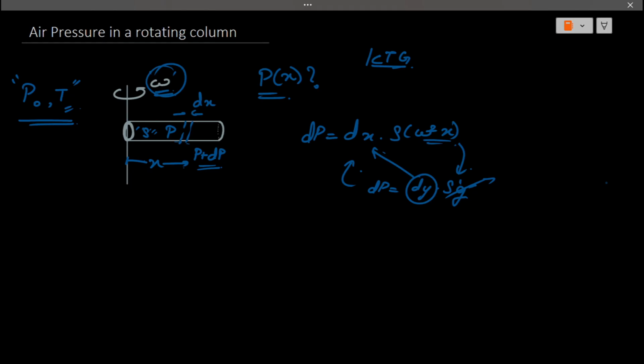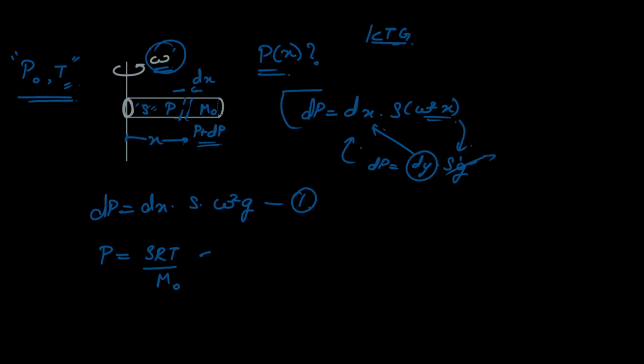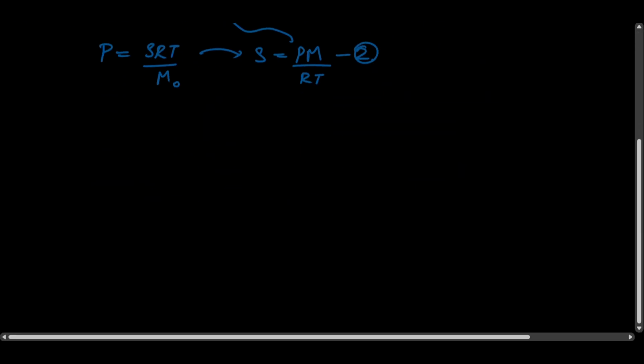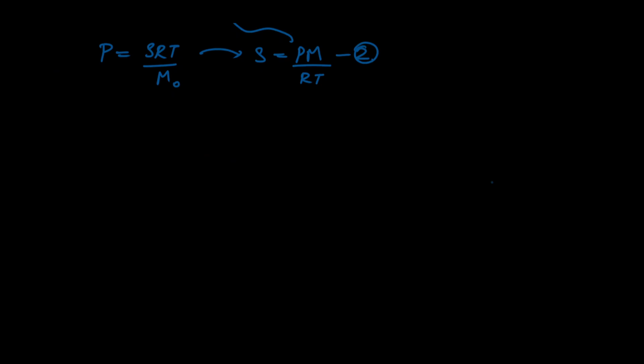From this equation, we have the value of rho as Pm over RT, calling this equation 2, and then just plugging in the value for the density. The moment we plug in this value, we have a modified equation 1, which is dP equals Pm over RT times omega squared x dx.